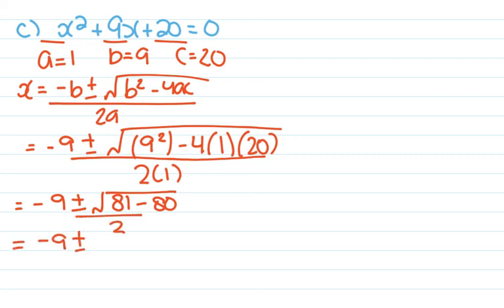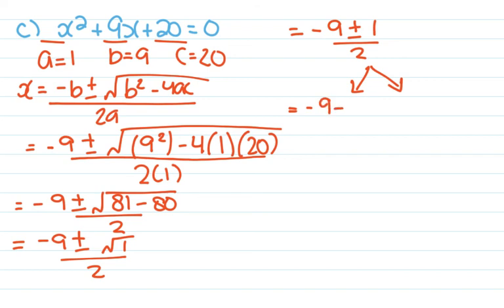Negative 9 plus or minus 81 minus 80 is 1. So we just have the square root of 1 divided by 2. Now, we know the square root of 1 is 1, so we can rewrite that. So negative 9 plus or minus 1 divided by 2. Now we'll split into 2 and do the 1 adding and the 1 subtracting. Equals negative 9 plus 1 divided by 2. Oops, not the square root of 2, just 2. Divided by 2, and equals negative 9 minus 1 divided by 2.